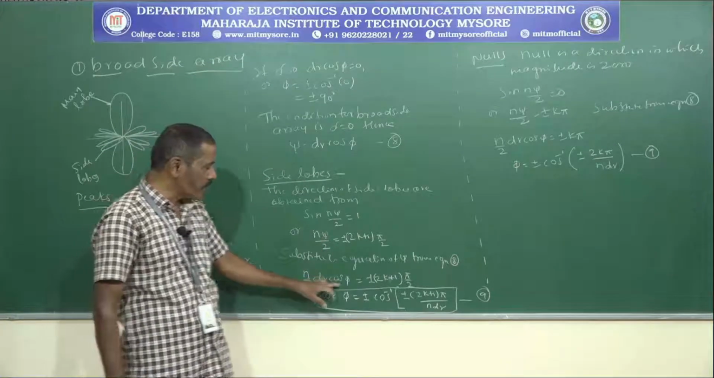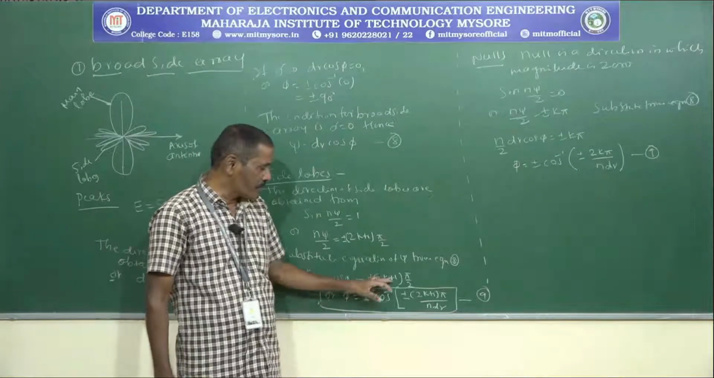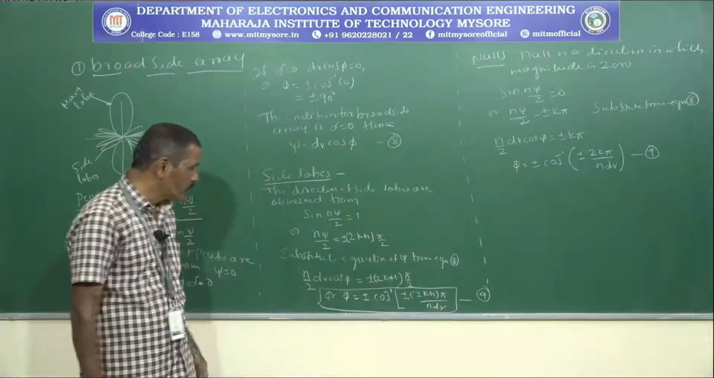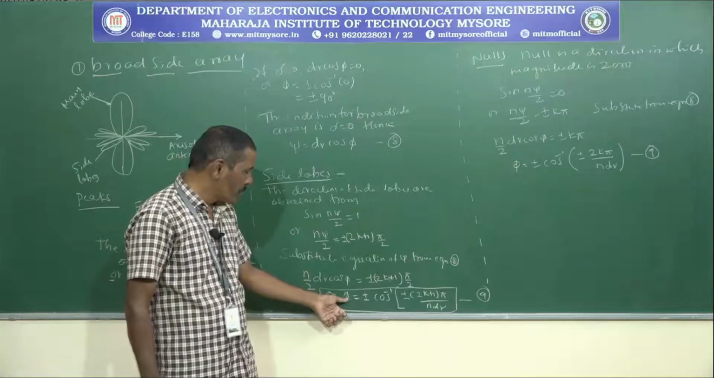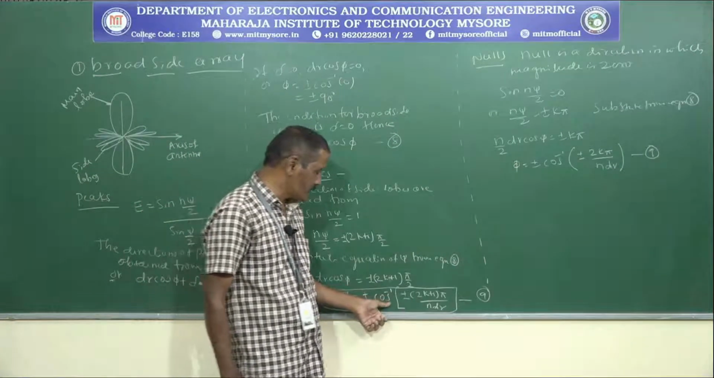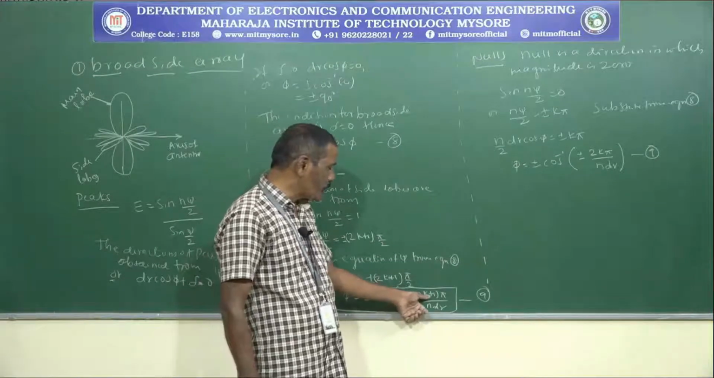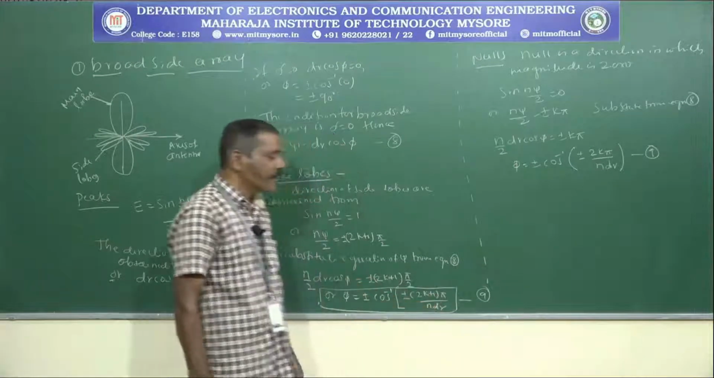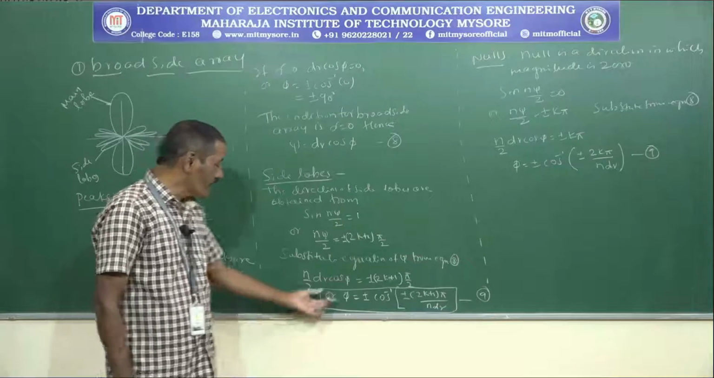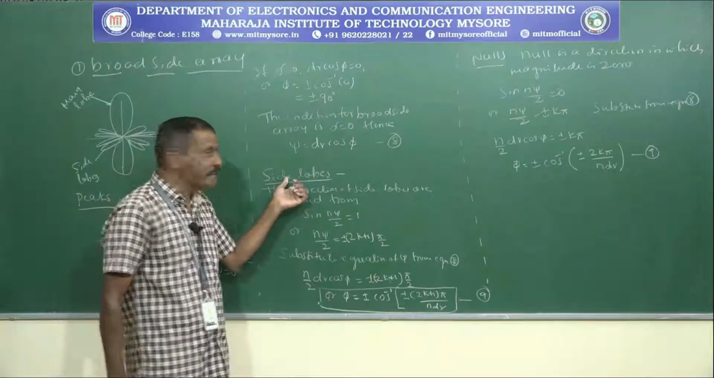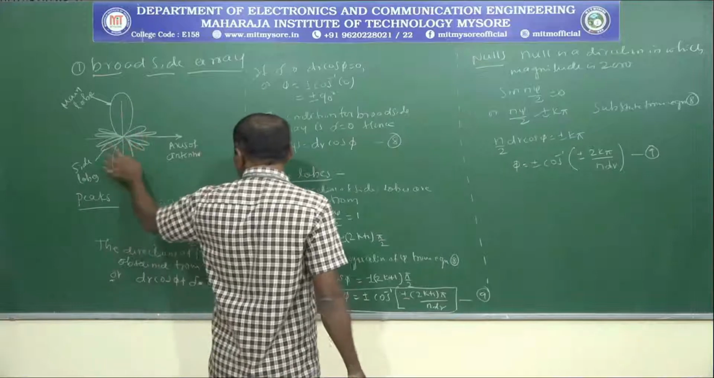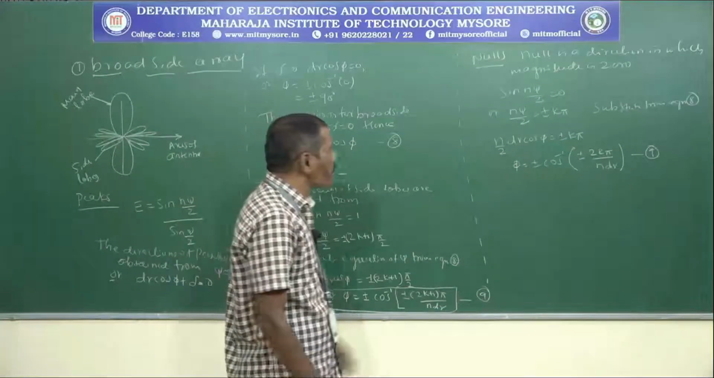Then n by 2 dr cos phi equal to plus or minus 2k plus 1 into pi by 2. And from this equation we can calculate phi equal to plus or minus cos inverse of plus or minus 1 into 2k plus 1 into pi divided by n into dr. And this equation gives us the directions of the side lobes.